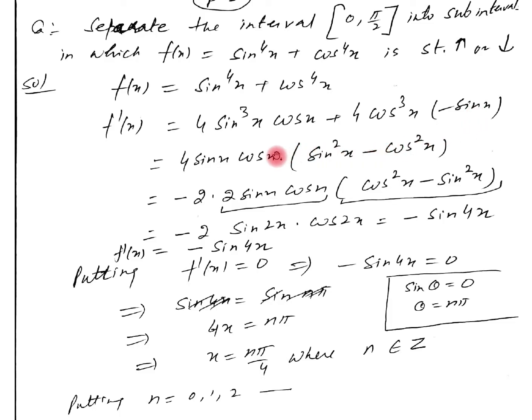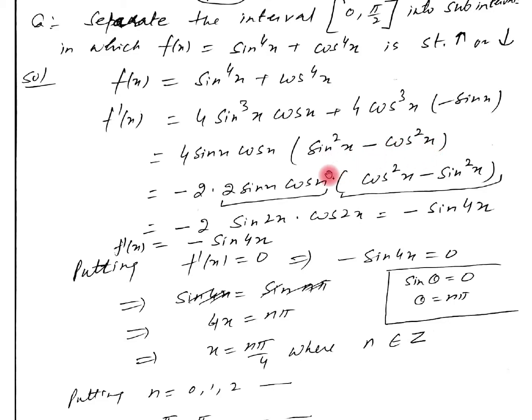Then simplifying here, 4 sine x into cos x is common throughout. We are getting 4 sine x into cos x into sine square x minus cos square x. I am taking minus common here. Then this 4 can be written as 2 into 2. Then it becomes 2 into 2 sine x into cos x, and it becomes cos square x minus sine square x.